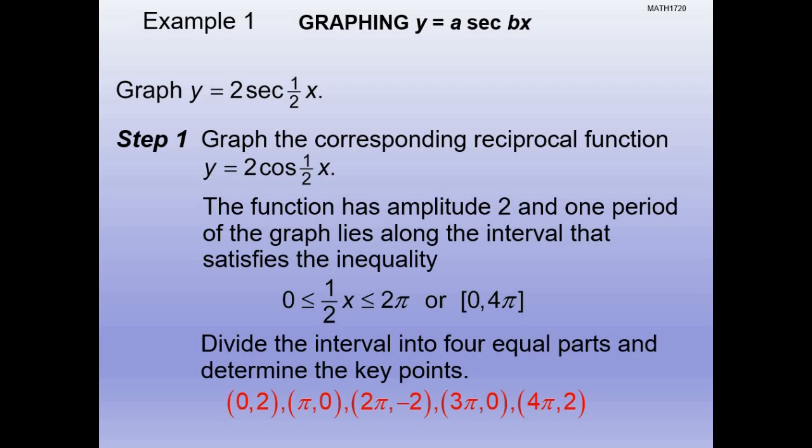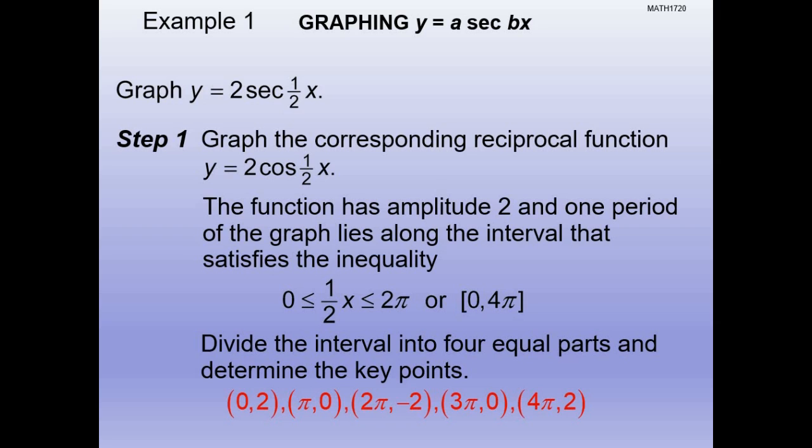This is repetitive now. You're going to go 0 plus 4 pi divided by 2, that's 2 pi, so that's our midpoint. Then we have to find our quarter point, so we're going to take 0 plus 2 pi divided by 2, so we're going to get pi, and then we have to find our 3/4 point, so we're going to take 2 pi plus 4 pi divided by 2, and we're going to get 3 pi there. So that's our 3/4 point.